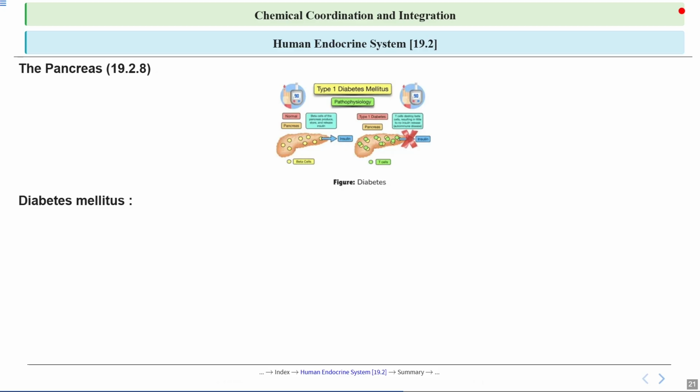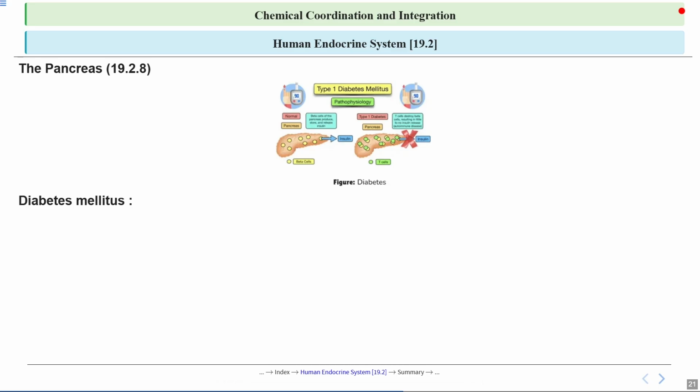Let's talk about diabetes mellitus. It is a chronic disease where the body either can't produce enough insulin or can't use it properly. It will eventually lead to high blood sugar levels. Insulin is a hormone that helps cells absorb glucose from the blood for energy. When this process is disrupted, glucose builds up in the blood, causing various health issues like fatigue, weight loss, and long term damage to organs.